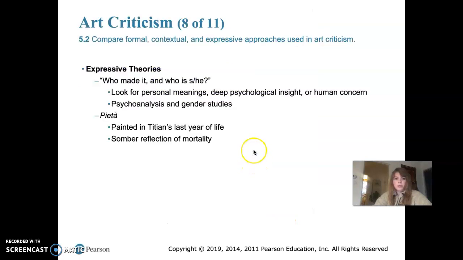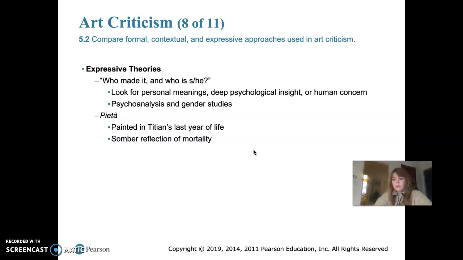And we're actually going to go look into the expressive theories. So art is made by people. So the skill level, personal intent, emotional state, mindset, and gender of the creator play a role in the creative process. Artist-centered theories are thus termed expressive theories. So this theory of art criticism, the expressive theory, has everything to do with the artist, like who made it, who is he or she.